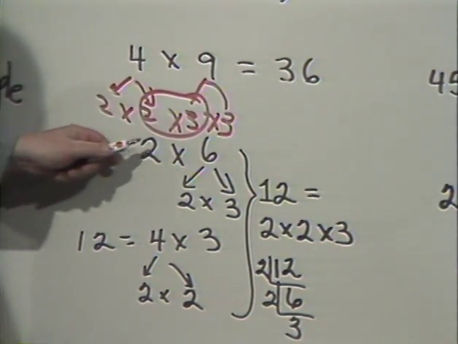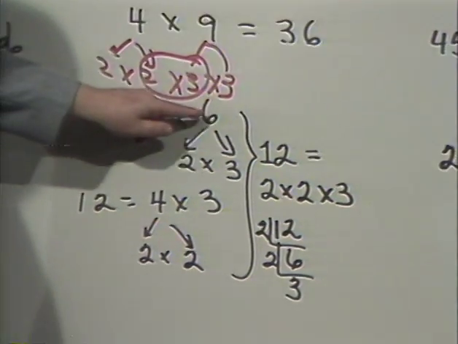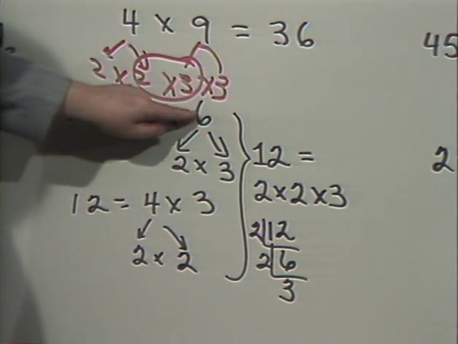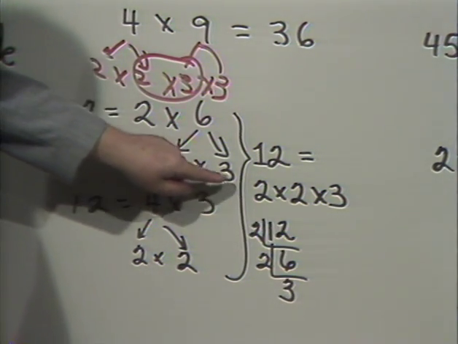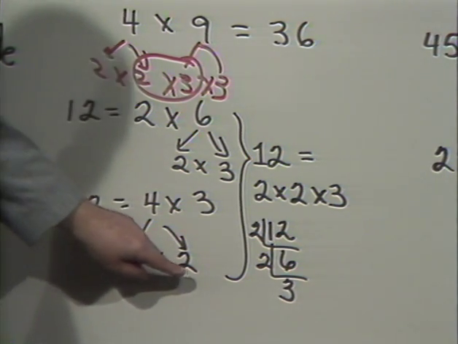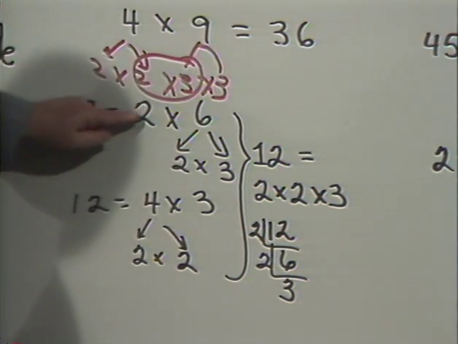You see, 12 was 2 times 6. It was also 4 times 3. But if I break 12 down into prime numbers as factors, you see the 6 can be broken down further into 2 times 3. The 4 here can be broken down further into 2 times 2. And you see, when I do this, the 12 turns out in both cases to be what?